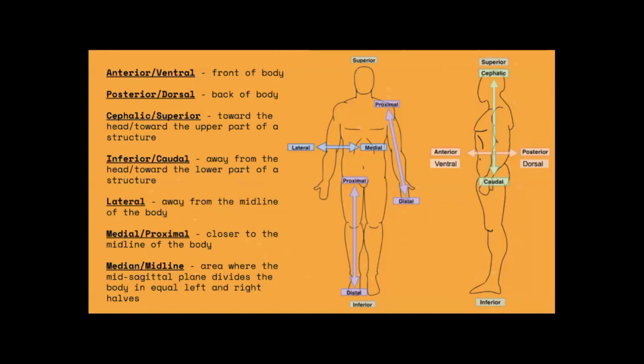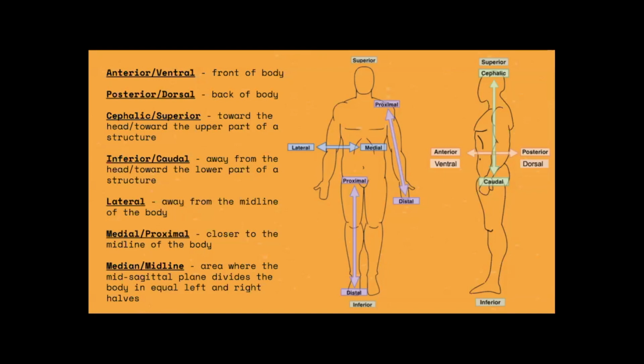Next, we have inferior or caudal, which means away from the head or toward the lower part of the structure. So it's basically the opposite. You're going lower. Let's say my leg, which is more caudal? Is it my hip or my foot? Knee or my foot? Which one do you think is more inferior? It would be the foot.